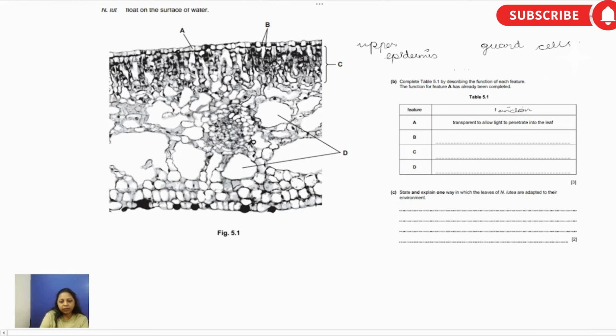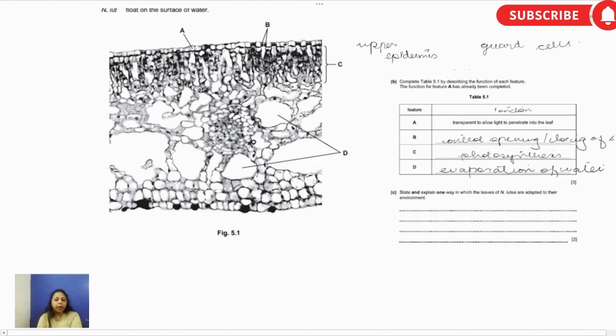Guard cells. So what is the function of guard cells? They control the opening and closing of stomata. What is C? It's a palisade mesophyll cell, so photosynthesis. And D is the air spaces. What is their function? Evaporation of water and movement of gases.